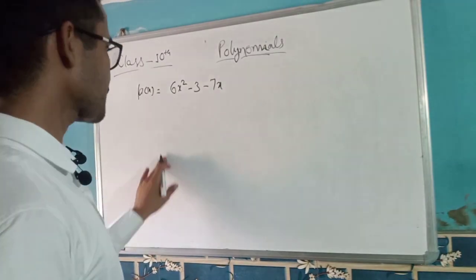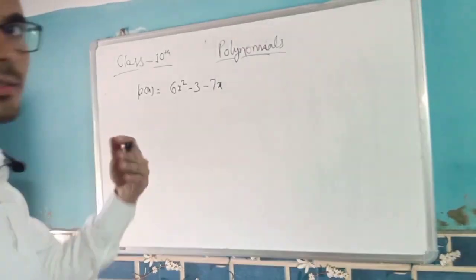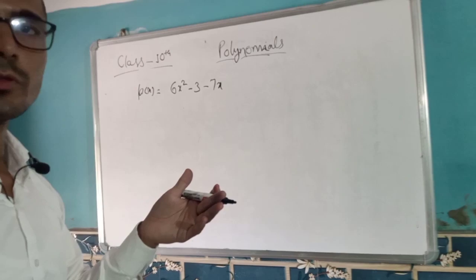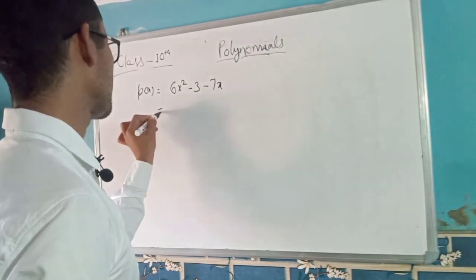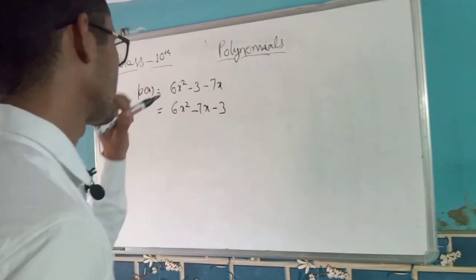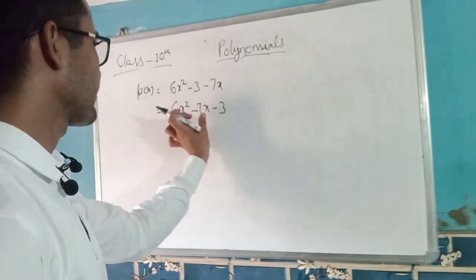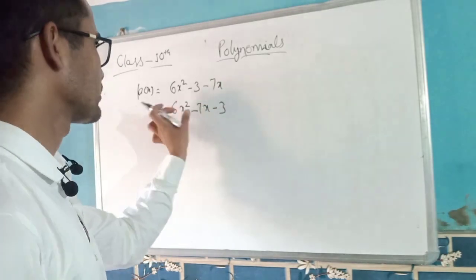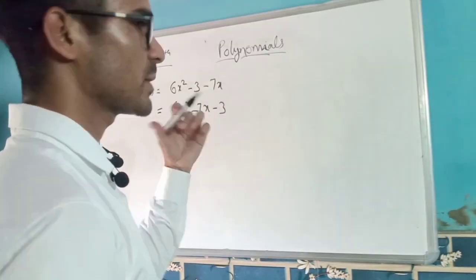Firstly, the method is called factorization. You must have learned this also in class 9. So we will use that. We will write the polynomial in standard form. Now we multiply these two and then factorize by splitting the middle term, which can help us to factorize it.